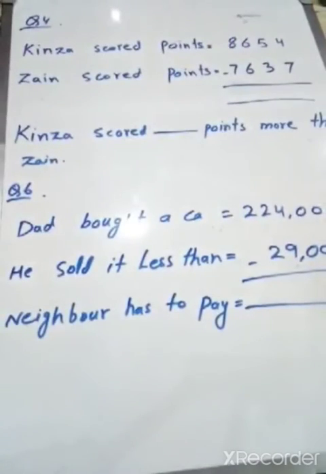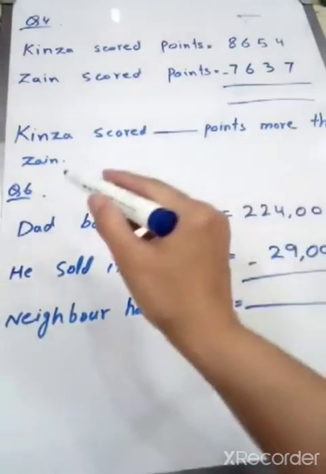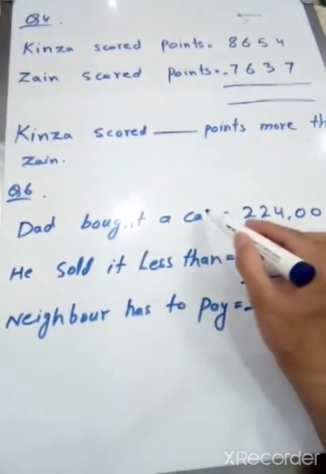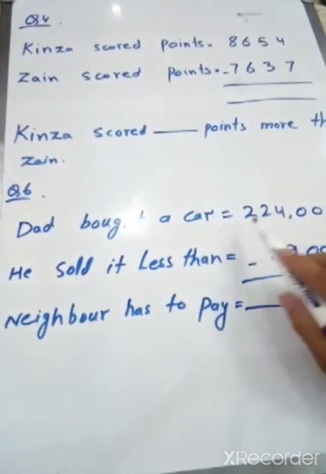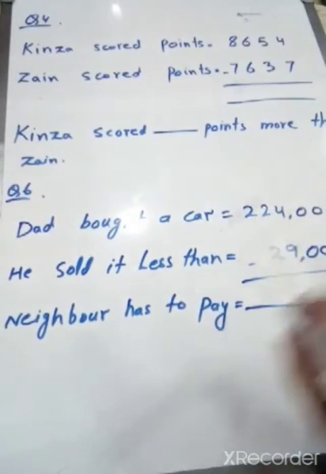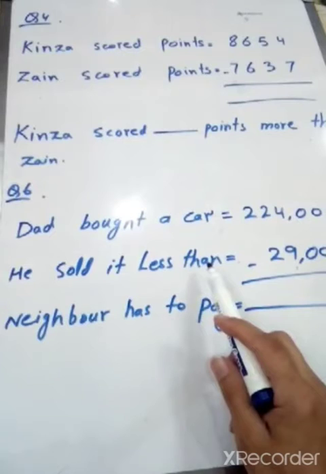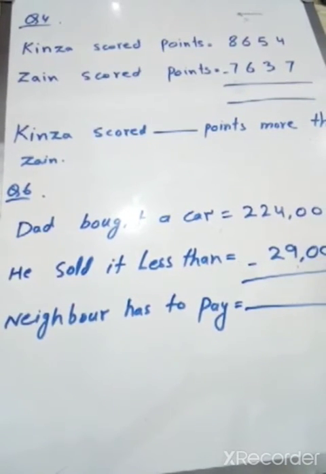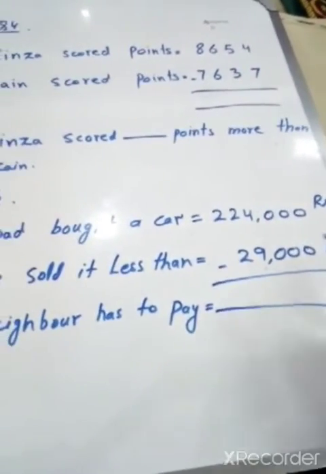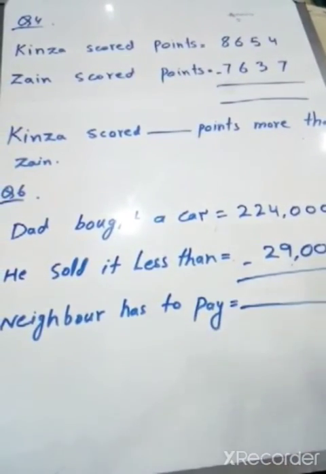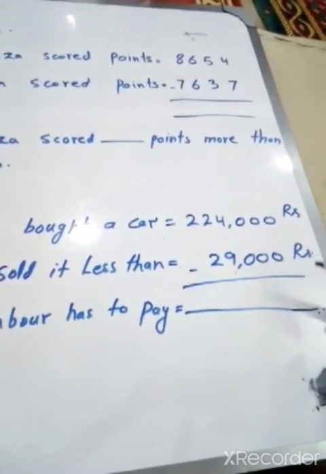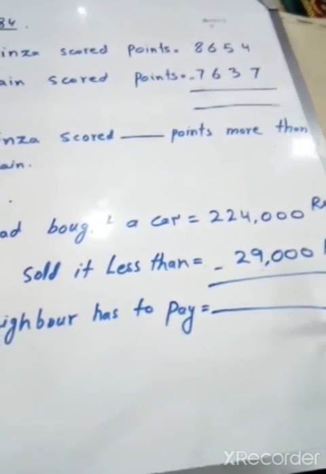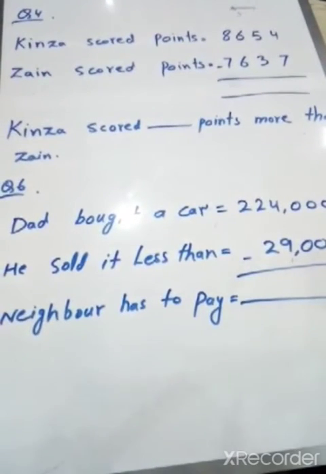Look at the board for its selling price. Write question number 6 on the top and the answer below. Dad bought a car is equal to 224,000 rupees and he sold it for less. How much money did he reduce from his cost price? It is 29,000 rupees. So the neighbor has to pay, how much money does your neighbor have to pay? Just subtract those two values and you easily find the selling price of that car. That's how you solve question number 6.